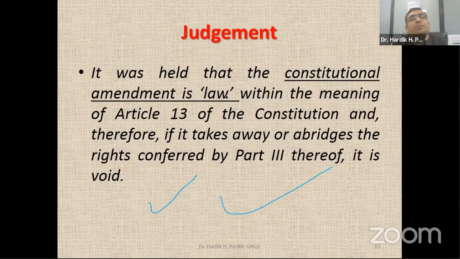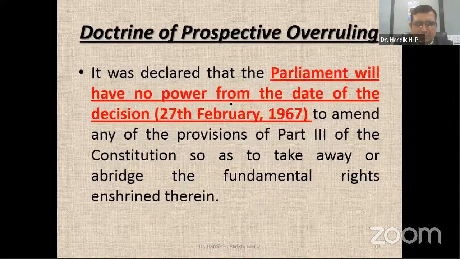How did the court come to this conclusion? Do you want to say that earlier judges were not using their power or were not applying their mind properly? Do you want to say this? The answer is available in a particular quotation. And that's why this judgment is called the Doctrine of Prospective Overruling.